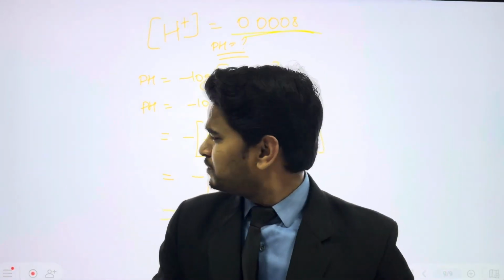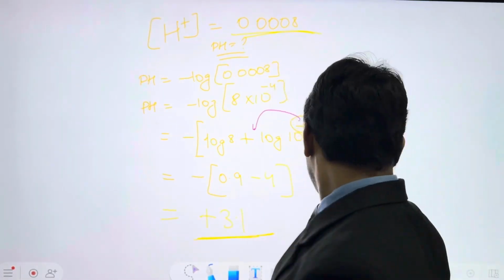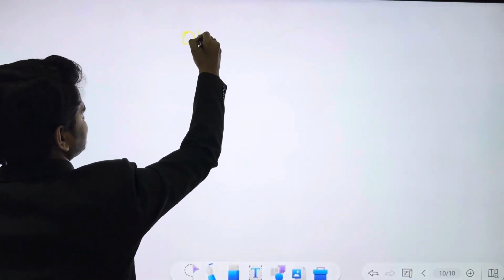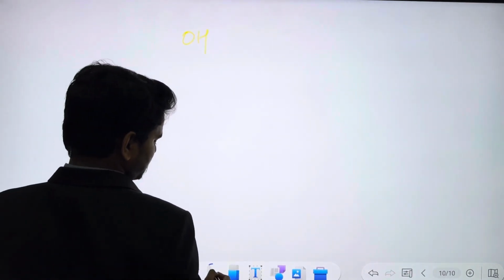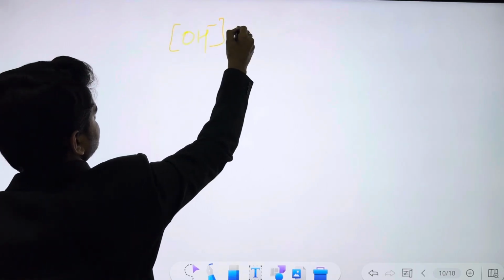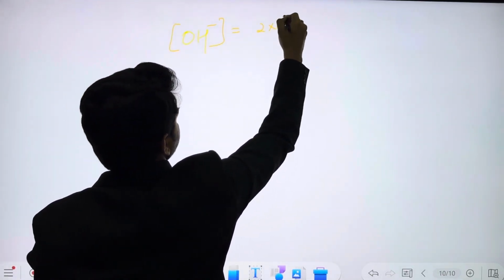One more question. Should we do one more question? Let's do it. You have the given concentration of OH minus, and the OH minus concentration is given as, let's assume, 2 into 10 to the power minus 2.